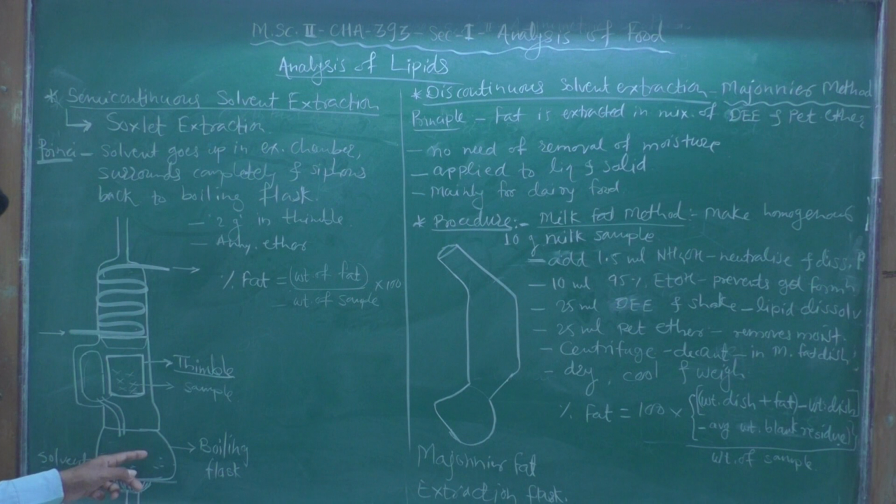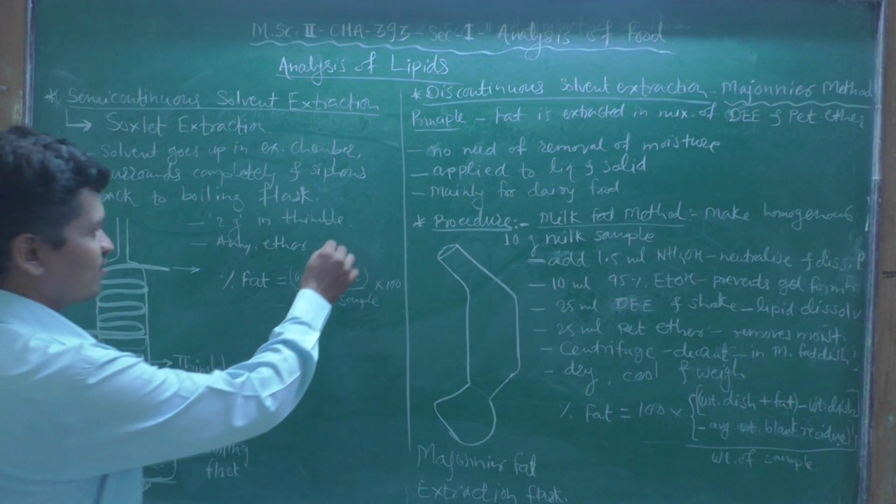Okay, so this should be pre-weighed and pre-dried. Then a specific amount of anhydrous ether is taken in this boiling flask. Then heating is started to heat this boiling flask, and this heating is done for 4 hours.